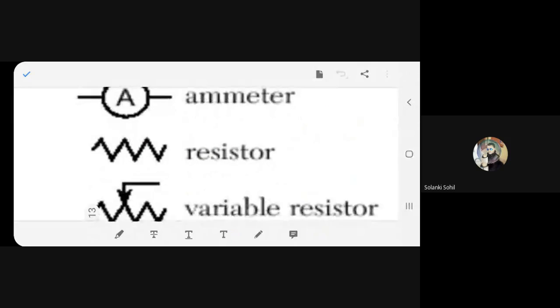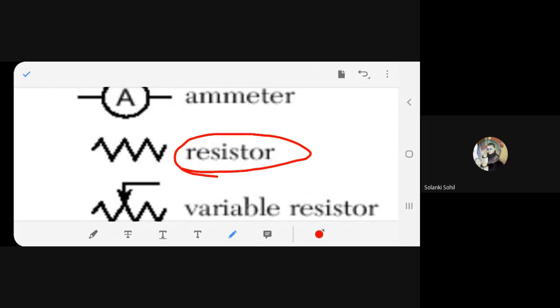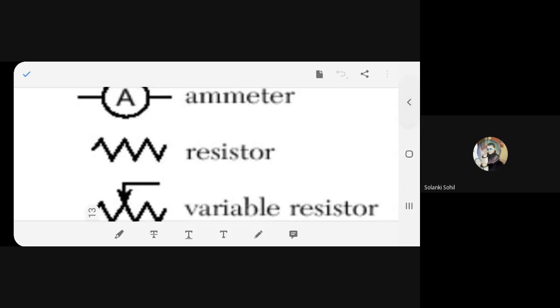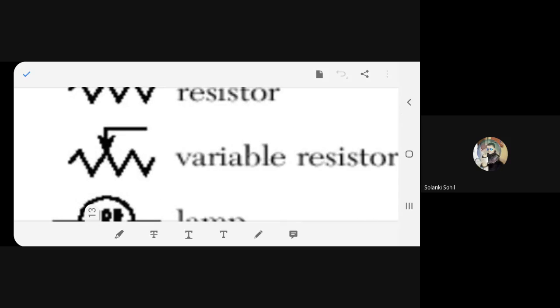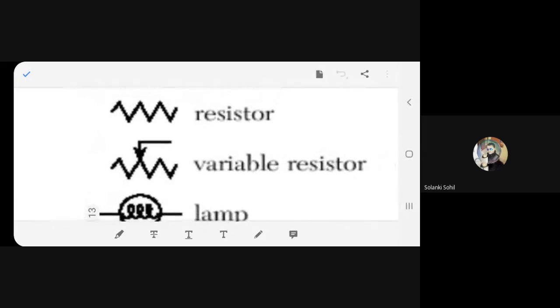What is this? The third one, resistor. Next one is variable resistor. So when you put this arrow on top, it becomes a variable resistor.